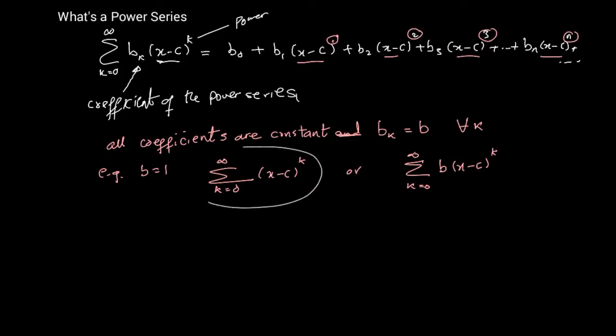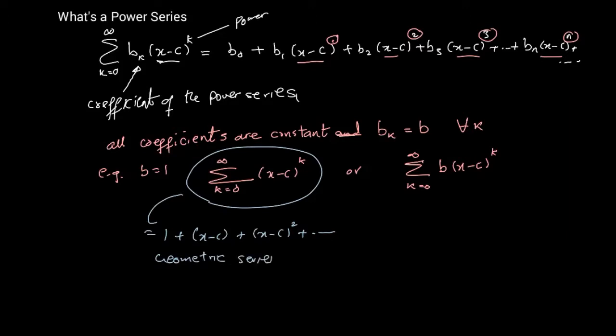So what's interesting about this series? Let's have a look at a few terms in the series. The first term would be 1, plus x minus c, plus x minus c squared, plus x minus c cubed, and so on. That looks like a geometric series. So that's a geometric series with common ratio r equal to x minus c, and first term a equal to 1.